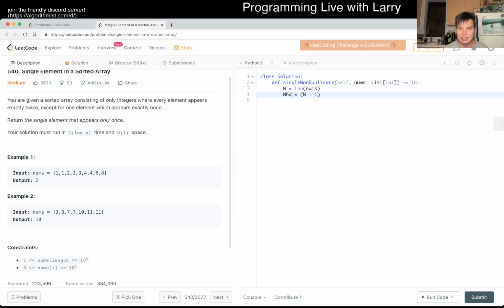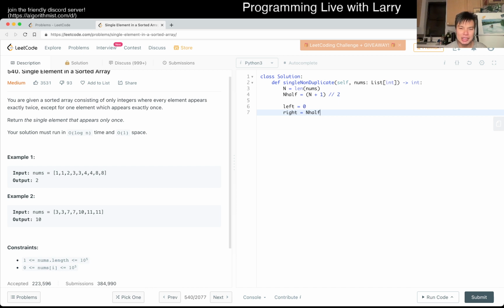Maybe I'll just write n half, which is equal to n divided by 2. So by definition, this will be a whole number. Now we can do our regular binary search. We start from 0, and right is equal to n half, inclusive. Let me double check whether that's true.